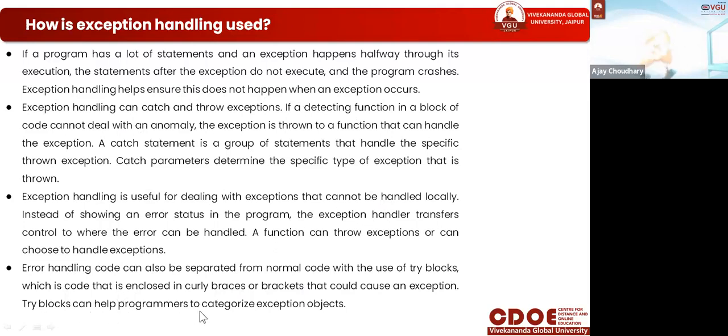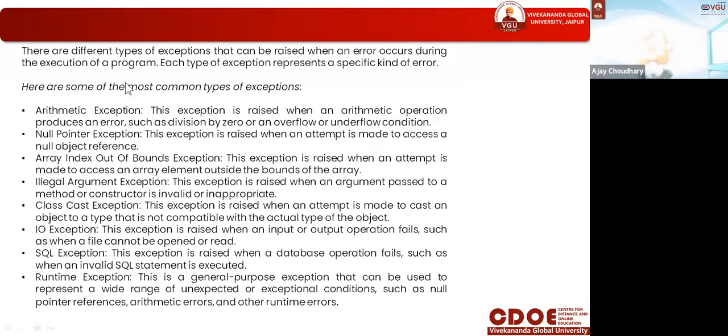A try block can help programmers to categorize exception objects. When we write a try block in our programming, we also define what kind of exception object is included in the try block and how we handle this block. There are different types of exceptions that can be raised, so we confirm what type of exceptions there are, how we handle them, and how exceptions are defined. Here are some common types of exceptions, meaning common types of errors we can make in our programming.